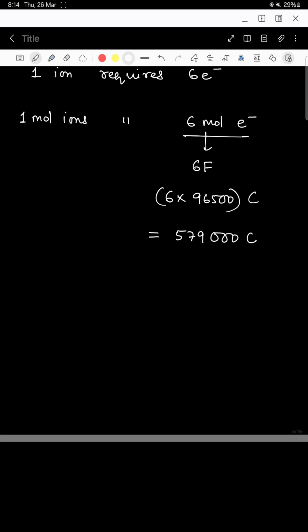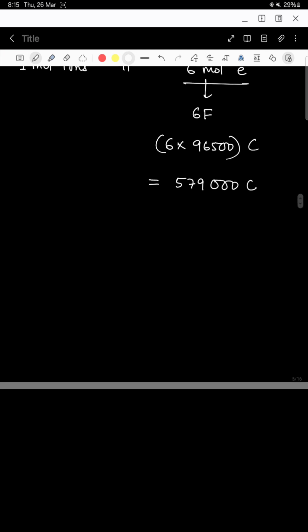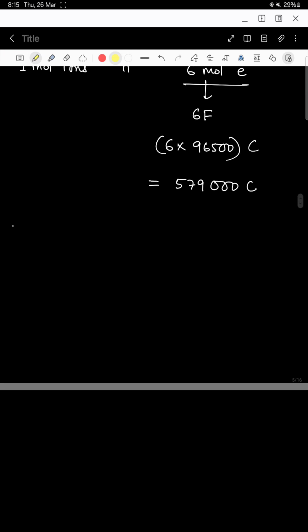Now I will take some questions from the exercise also. So from the exercise I am taking question number, let's say 3.12, so it will be 2.12.